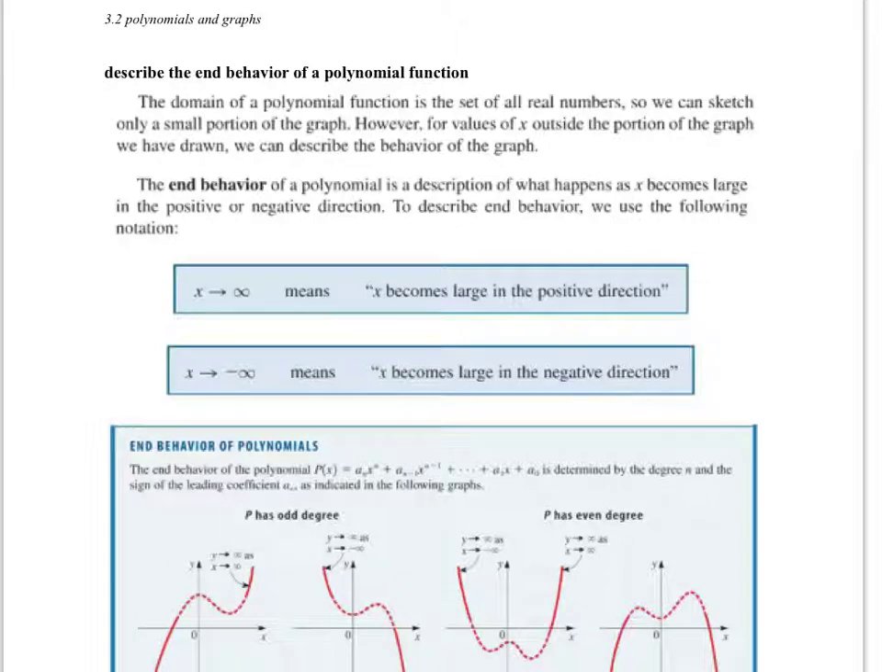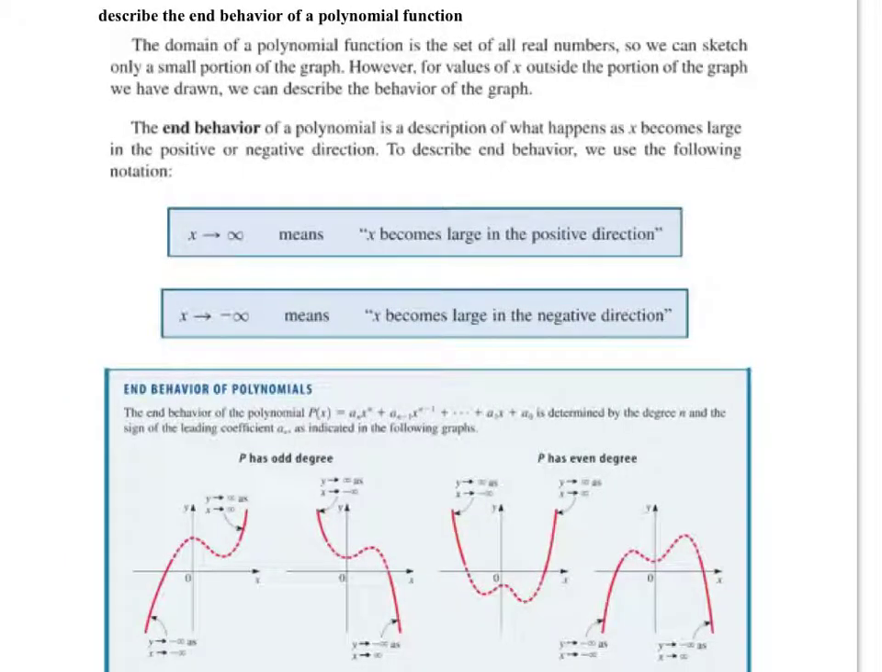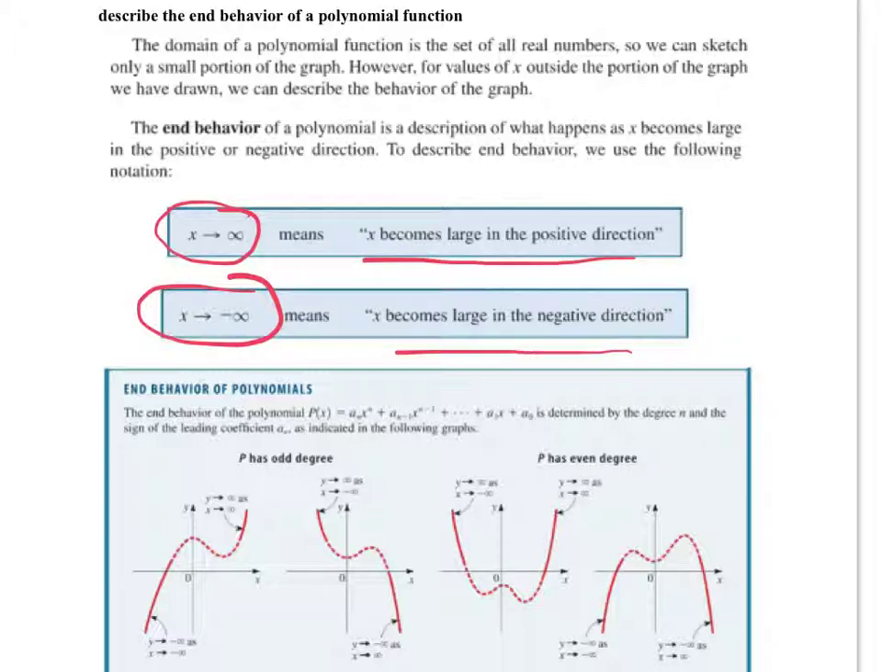That led us to the discussion of end behavior of a polynomial function. And end behavior, remember, means that you're thinking about the x values approaching positive infinity or negative infinity. Remember, that means that x becomes large in the positive direction or x becomes large in the negative direction. And we found that there are basically four kinds of end behaviors of polynomials as the x values get large.